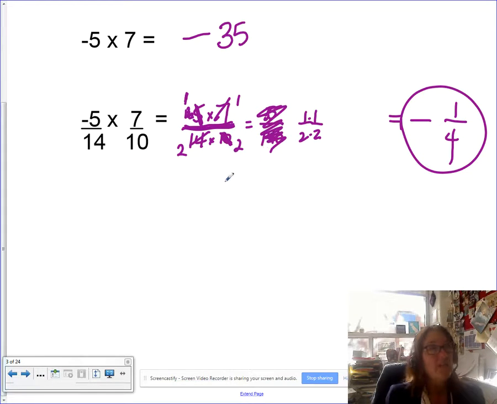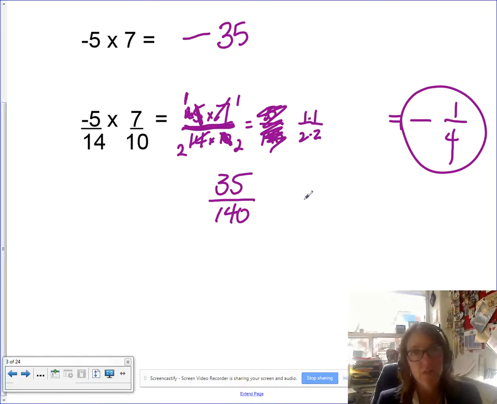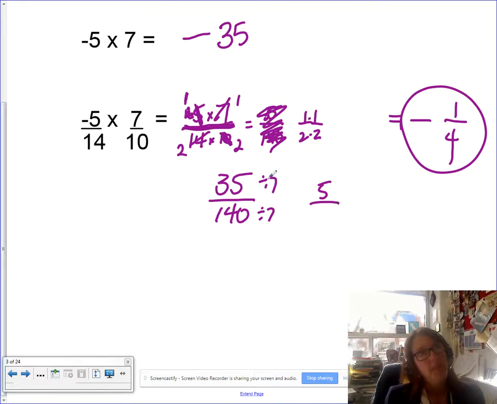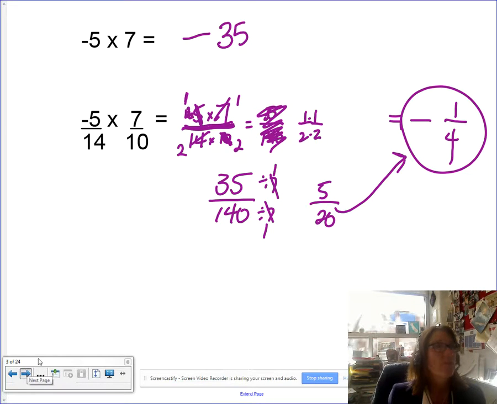Boom. Now, if you prefer multiplying everything out and then simplifying, absolutely go ahead. I'm just saying you might not recognize that 35 can fit into 140 four times. You might look at this and say, I can see a 7 in each of those. And when I take 7 divided by 7, it's 1. So I'd get 5/20 and then work my way to the 1/4. You do it however you need to. I'm just saying I think it's easier to divide out your common factors and then you'll end up in simplest form.